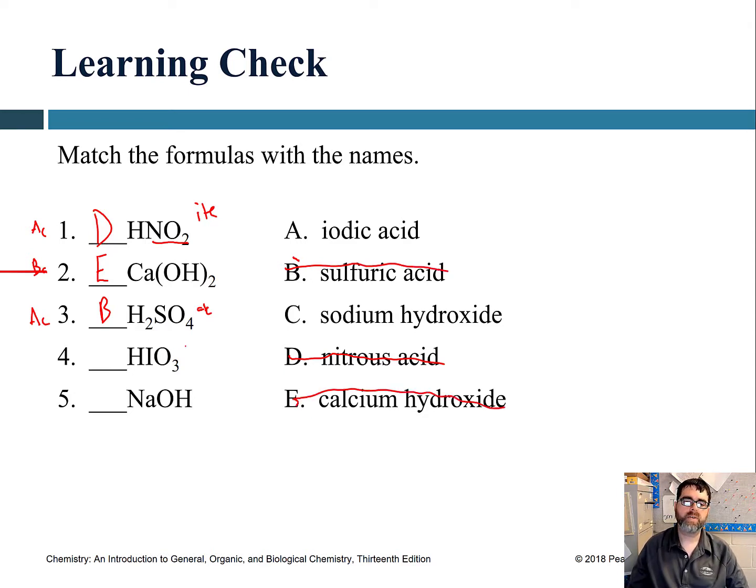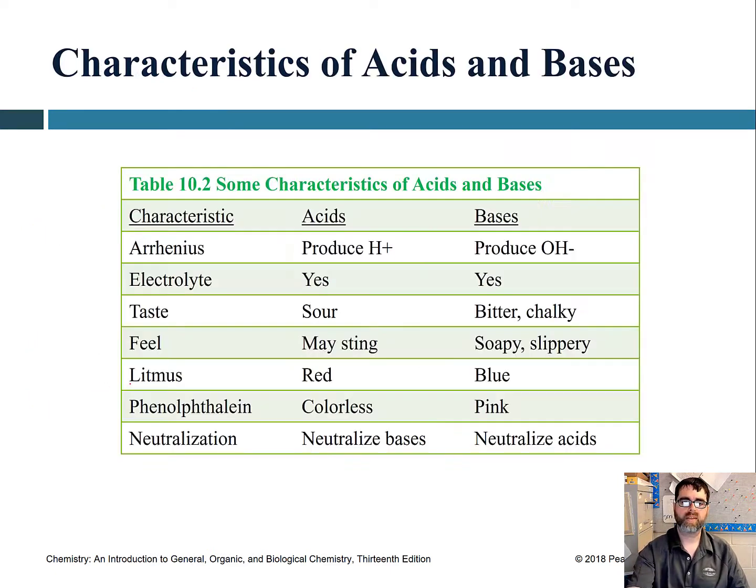Here we have the iodate ion, so we're looking for the ic acid, so iodic acid, A, and of course that one is an acid because of the presence of the hydrogen there. Here we have a hydroxide, so this one's a base. In fact, this one was used as the example on our definition of bases, and process of elimination as well tells us that this is sodium hydroxide there.